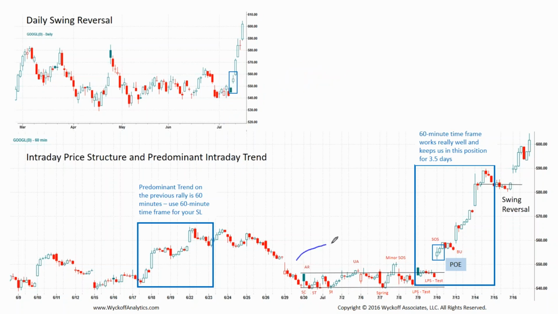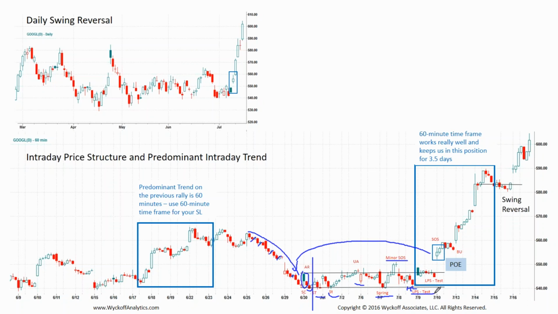So this is the range, and let's just quickly label this. Change of character is the largest rally that we've seen before for this move to the downside. Secondary test, phase A, test, another test, possible spring, minus sign of strength. Why minor? Because there was a higher low after that, but the price came back to the trading range, yet it acted as a sign of strength.